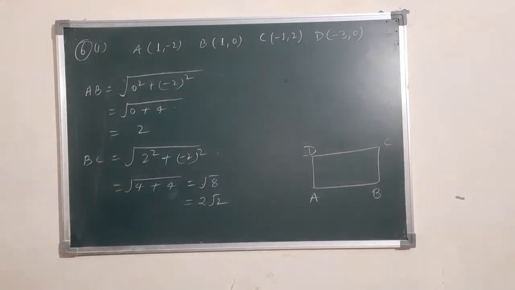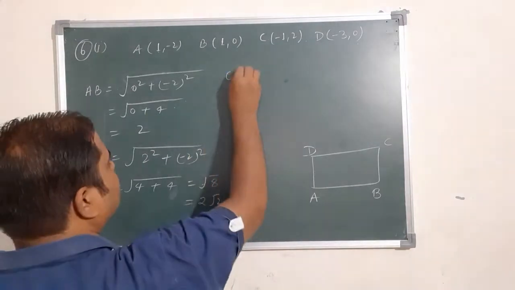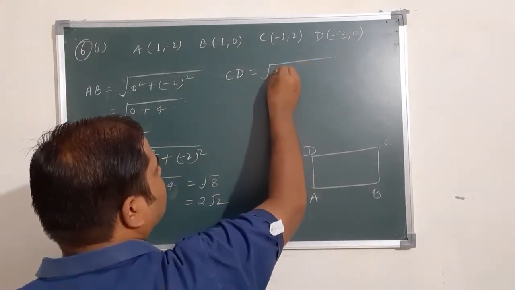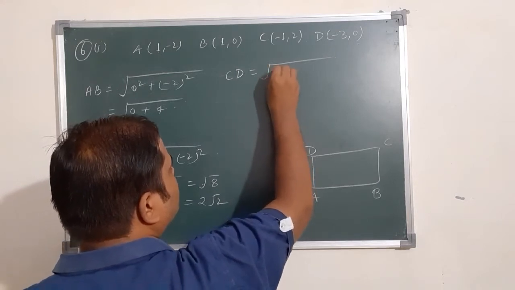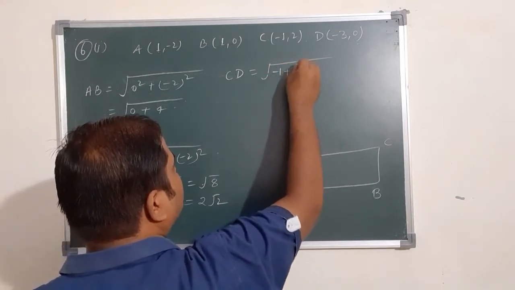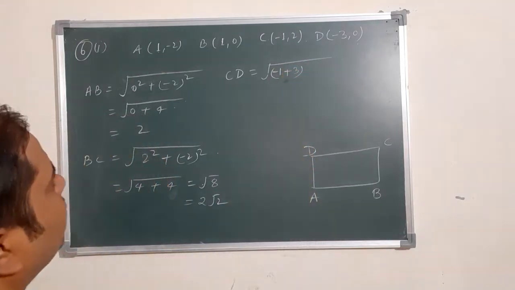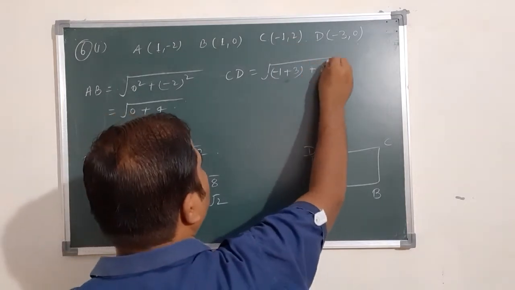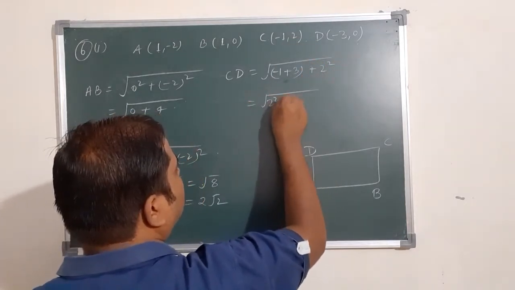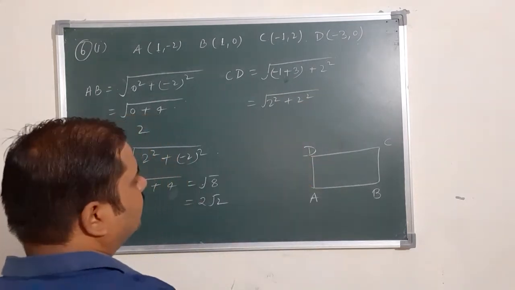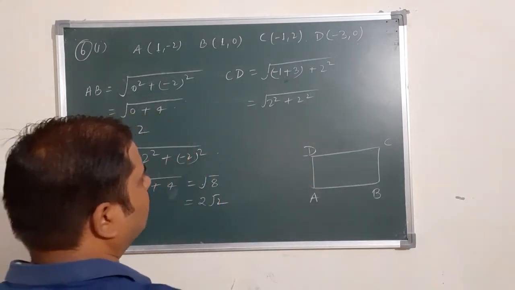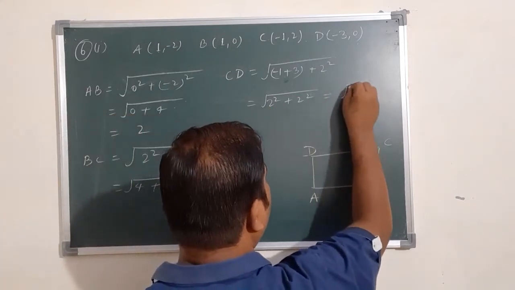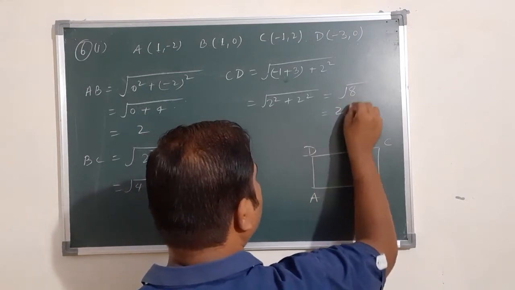Okay. Now CD. CD is root of (-1 minus (-3)) whole square plus (2 minus 0) whole square, that means 2 whole square plus 2 whole square, and this is root 8, and this is 2 root 2.